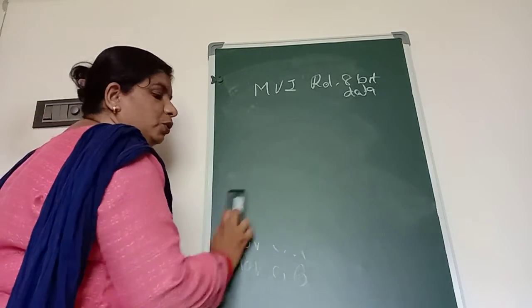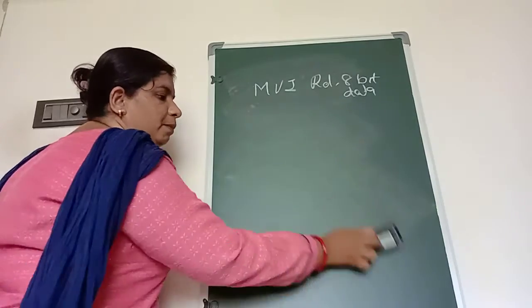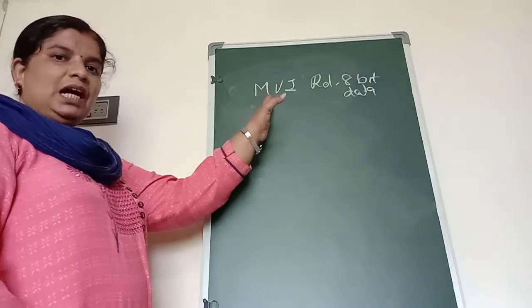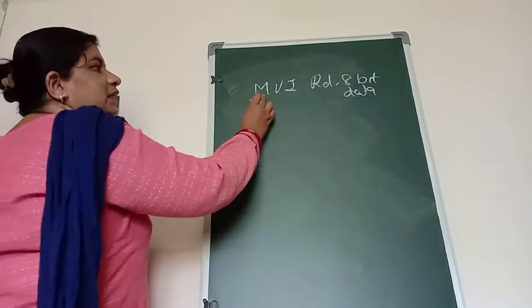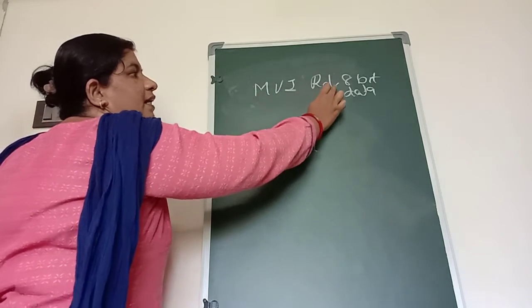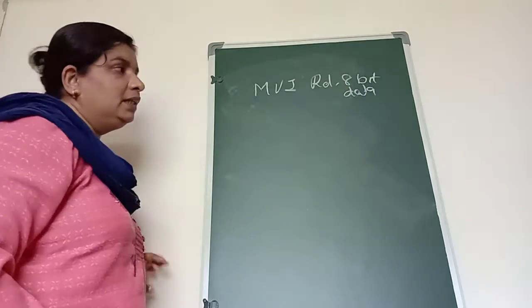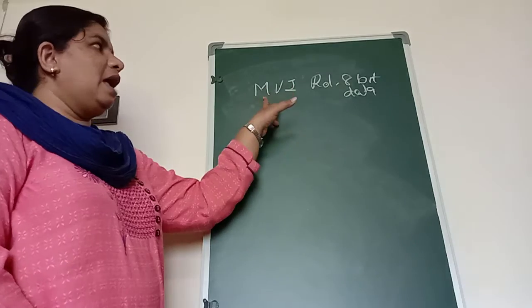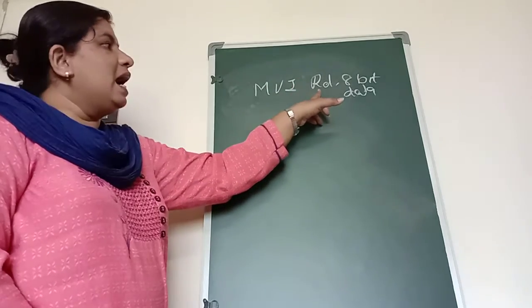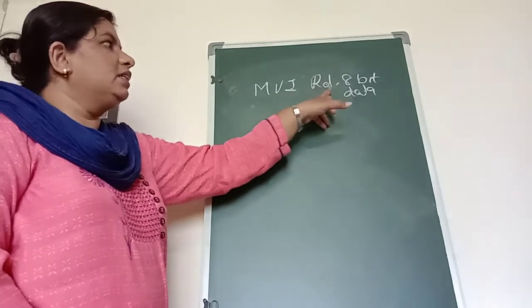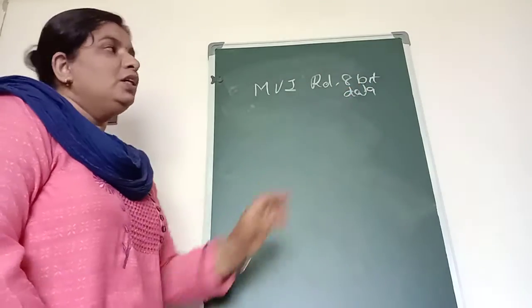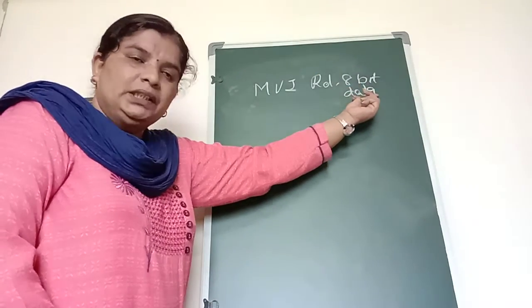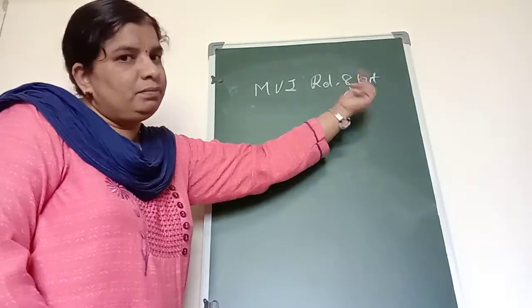So today we are going to start with the next standard format, that is MVI RD comma 8-bit data. So what is this instruction? MVI space RD means destination register comma 8-bit data. So this data will be the operand or it may be the memory address.